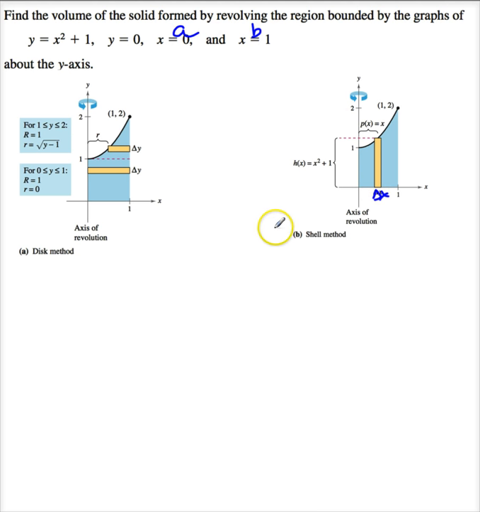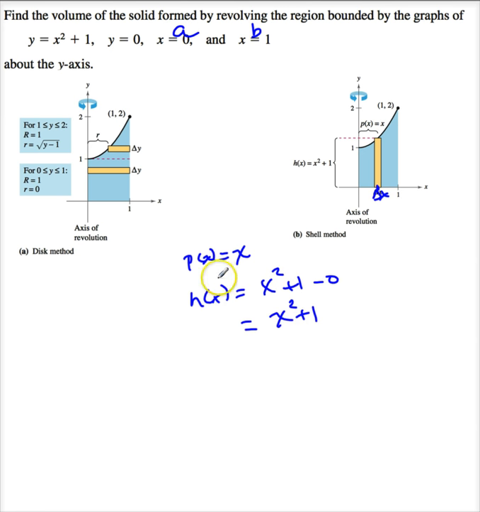Now, I need to identify what p is. p is the distance from the axis of rotation to the center of my representative rectangle, and the beauty of the shell method is it's usually just x, unless you're rotating about another line, and we'll do those in a bit. Now, what's the height of the rectangle? In this case, the height of the rectangle is top minus bottom. So this function right here is x squared plus 1, so this is the top of it, and the bottom is 0.